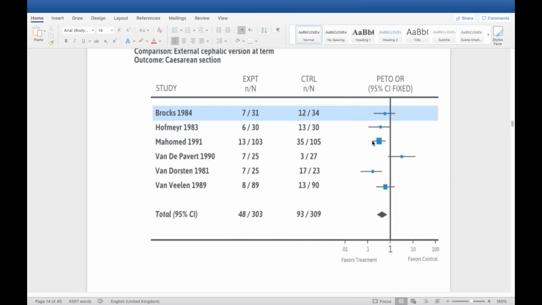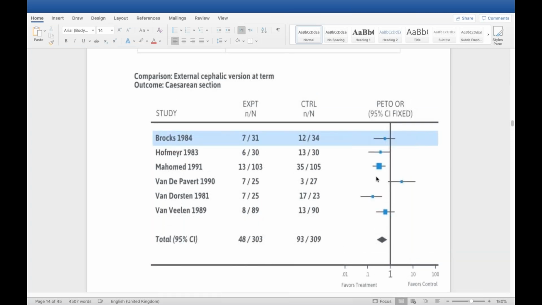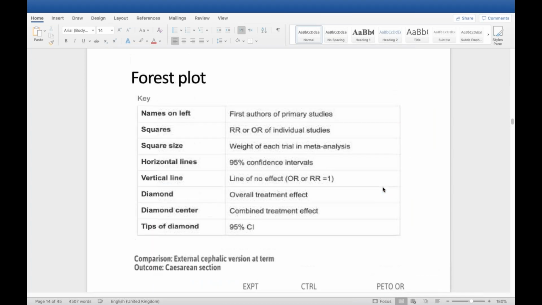This study said it's from 4 to 6, and the middle is 5. And another study said the opposite. It favors the control, favors the chemotherapy. And that's how we plot all the studies on this axis. I'll go through it again with this example.